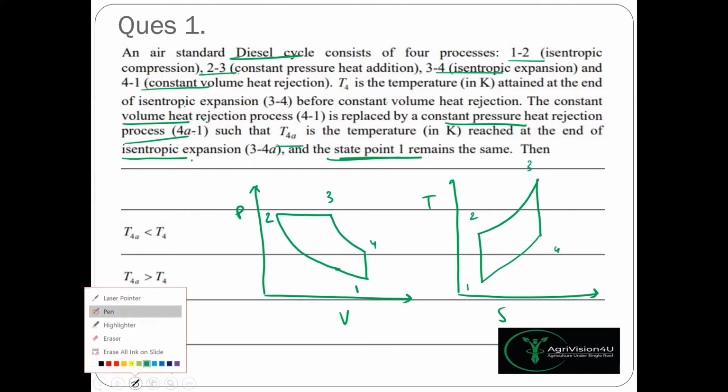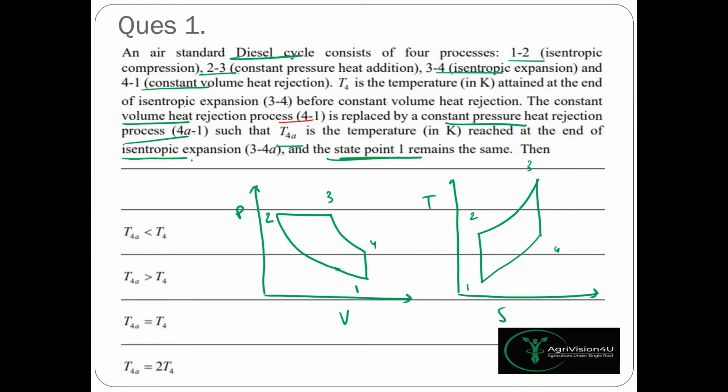Now, for the modification, I'll be changing the color. We are replacing this 4 to 1, that is the heat rejection process. We are replacing this constant volume heat rejection process by constant pressure heat rejection. We have to change point 4, not point 1. State point 1 remains the same. So it will be constant pressure heat rejection. If we replace it, it will be like this. So this will be 4A. We have to continue this isentropic expansion till we achieve the temperature at 4A, and then we move to 1 at a constant pressure heat rejection process.